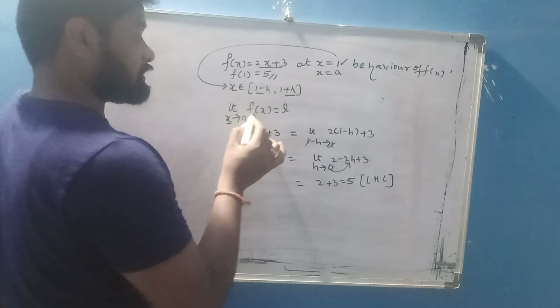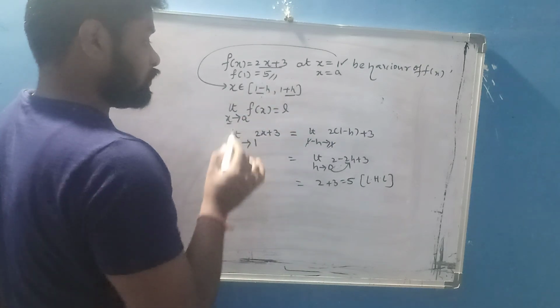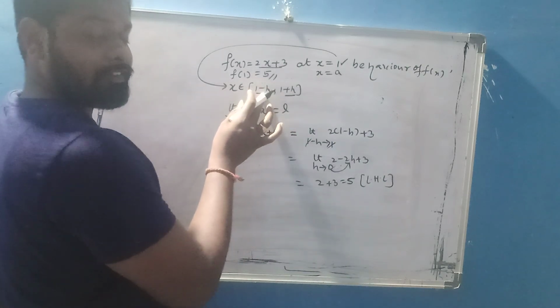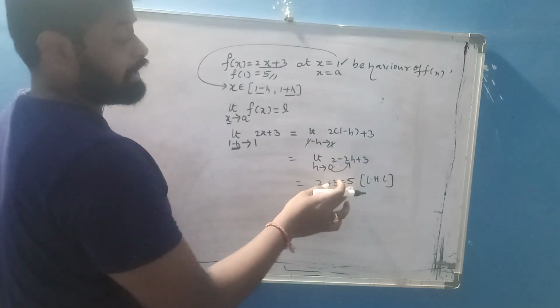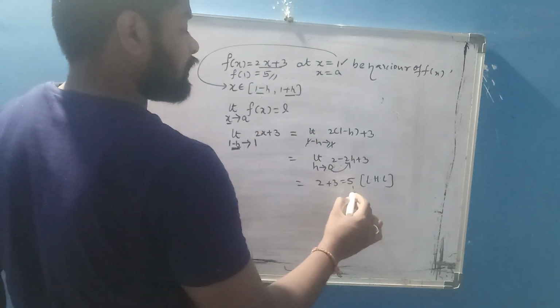This is called left hand limit, because 1 minus h is nothing but the left hand neighborhood. At the left hand neighborhood we are getting 5. This is called left hand limit or approximate value.